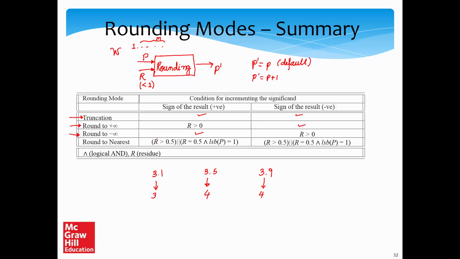I'll first take a look at the residue. If the residue is greater than 0.5, as in the case of 3.9, then I will increment the significand. I'll increment 3 to 4. Otherwise, I'll take a look at the other condition, which is that the residue should be equal to 0.5. So in this case, the residue is equal to 0.5, and the least significant bit of p, which is the significand, is 1. So what this basically means is that p is an odd number.